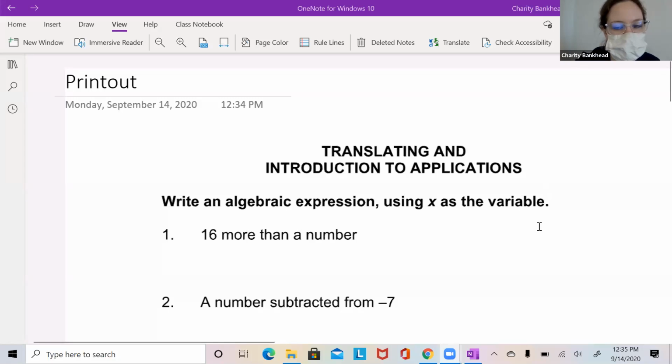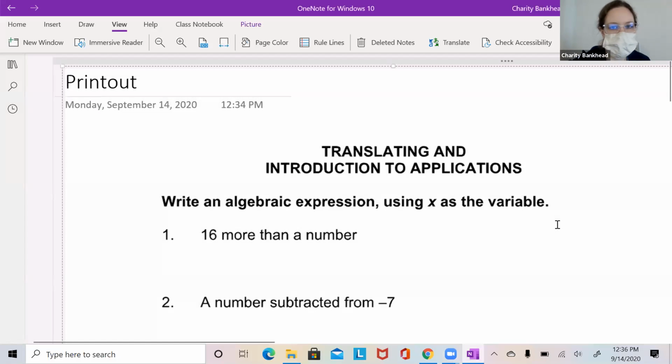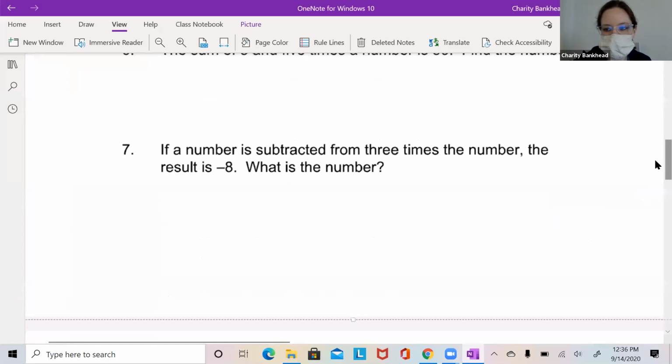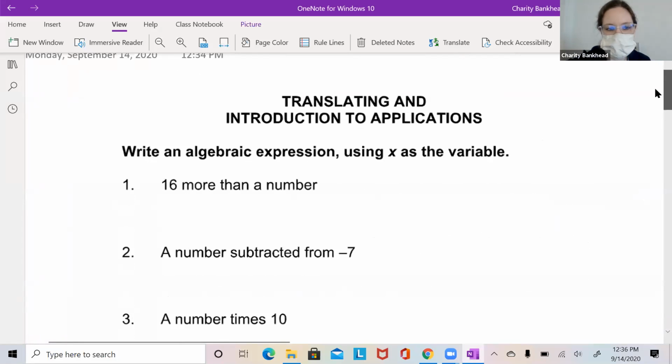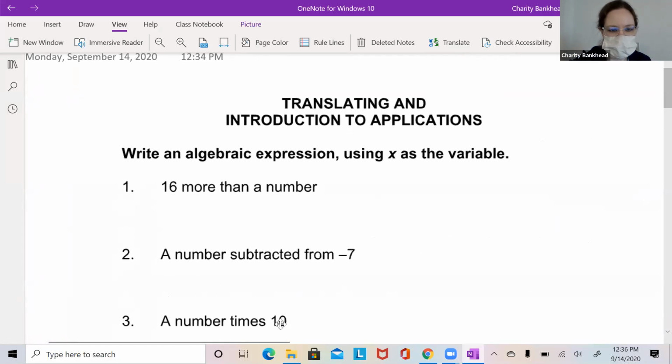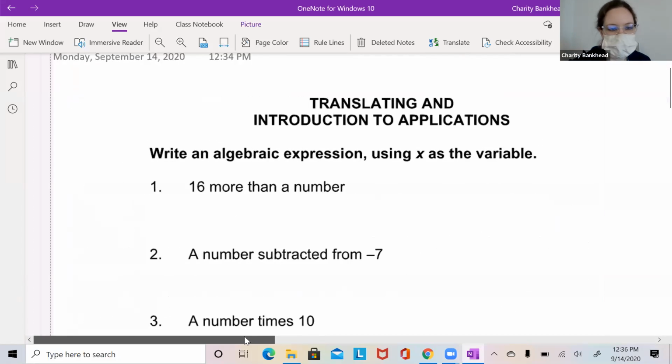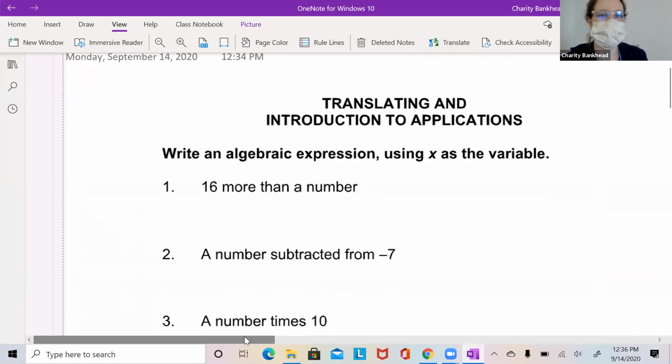Okay, so translating from words into algebra is what we're going to do right now. Let's use x as the variable. It says 16 more than a number, so we would do 16 plus x for that.